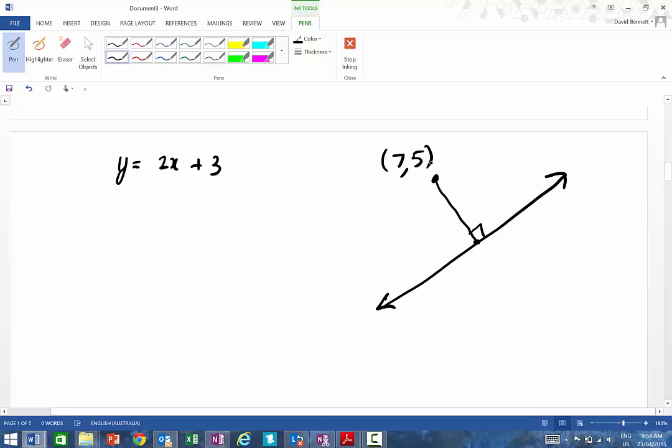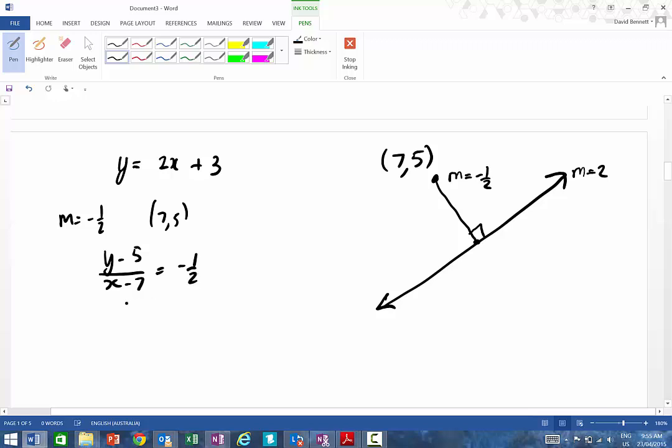So this line over here has a slope m equals 2. So this line over here has to be perpendicular to that, doesn't it? So that line there needs to be m equals minus a half. Alright? So the equation of the line with m equals minus a half going through the point (7, 5) is going to be (y take 5)/(x take 7) equals minus a half.